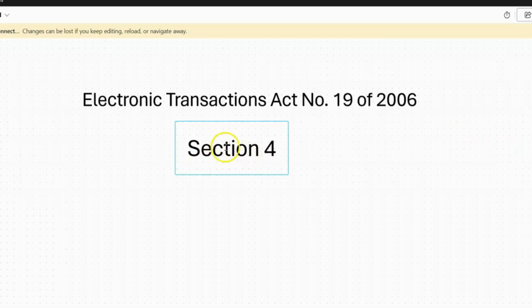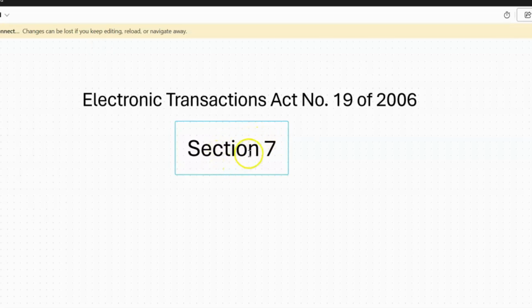The next section is Section 4. Normally the law says this document must be in writing. Section 4 says electronic writing is also accepted, provided it can be accessed later. For example, instead of printing a contract, keep it as a PDF. It is still valid.